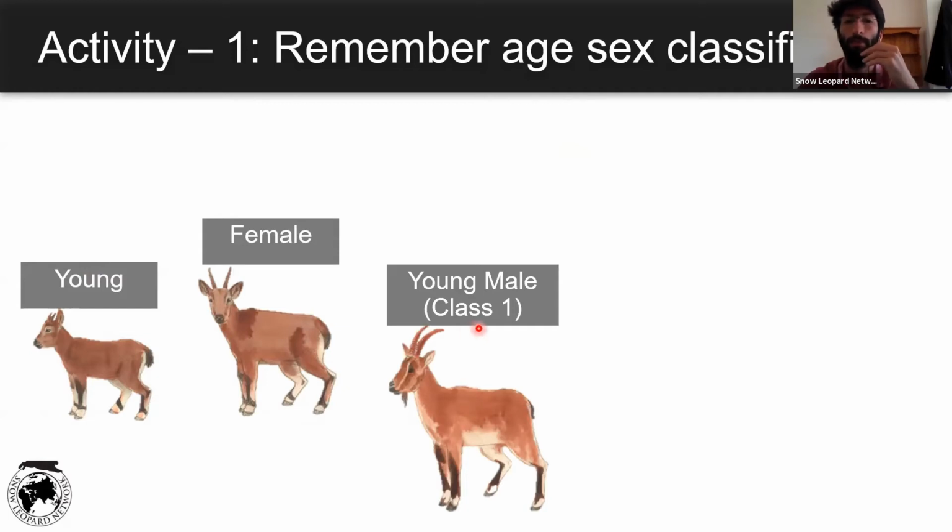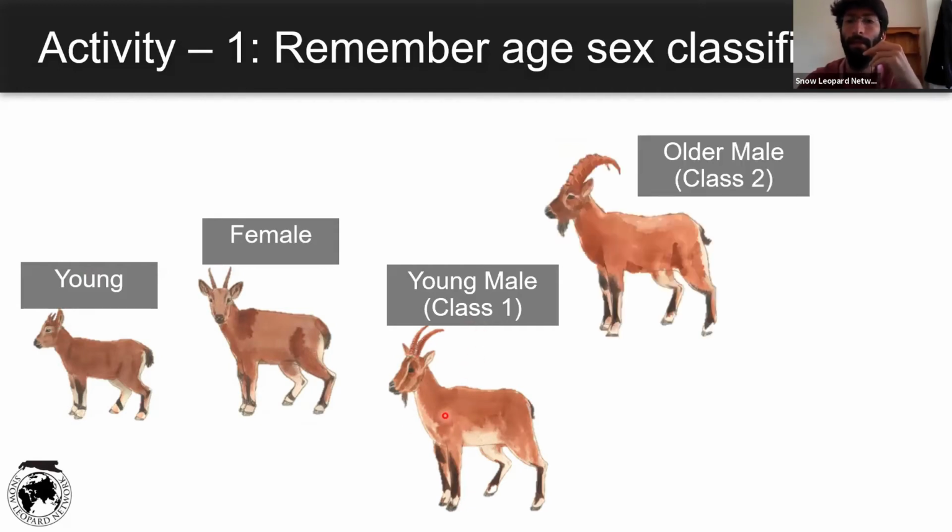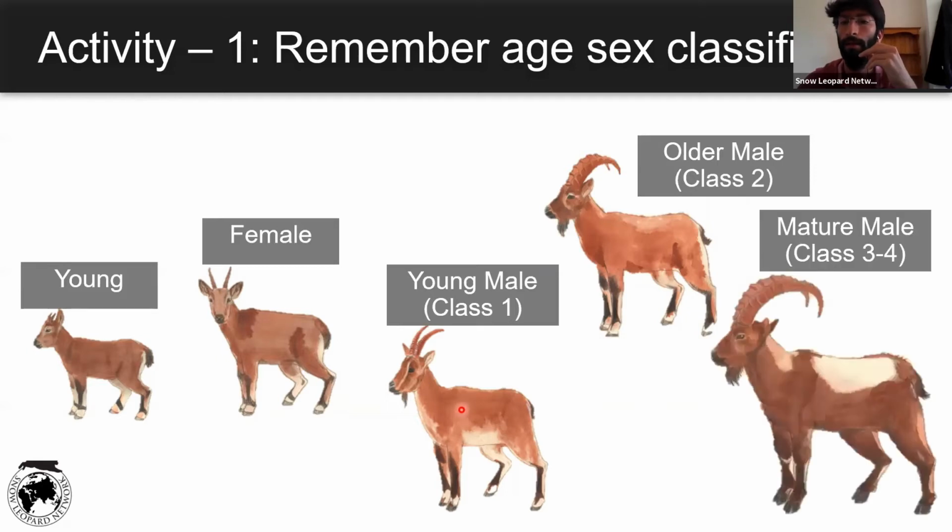This is what we call class 1, when they're about 3 to 4 years old, depending on who you ask in which population, for instance. So that's a young male. That's a little older male. It's called class 2. They're a little older than obviously class 1. And that's what a big mature male would look like, class 3 or class 4 and beyond. So these are different age-sex classes that we will use to really identify some of our groups.